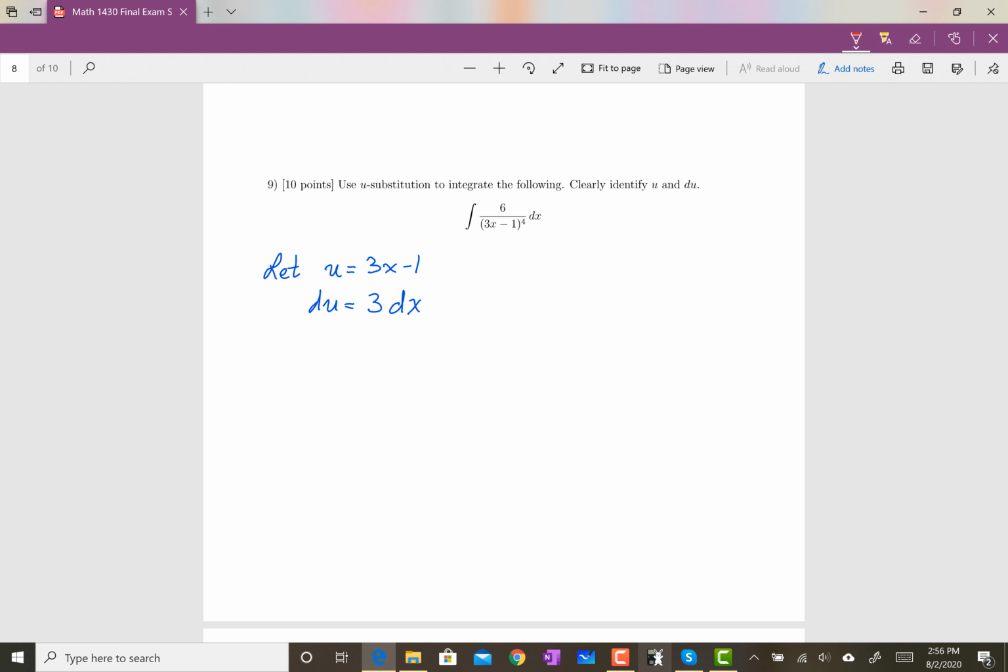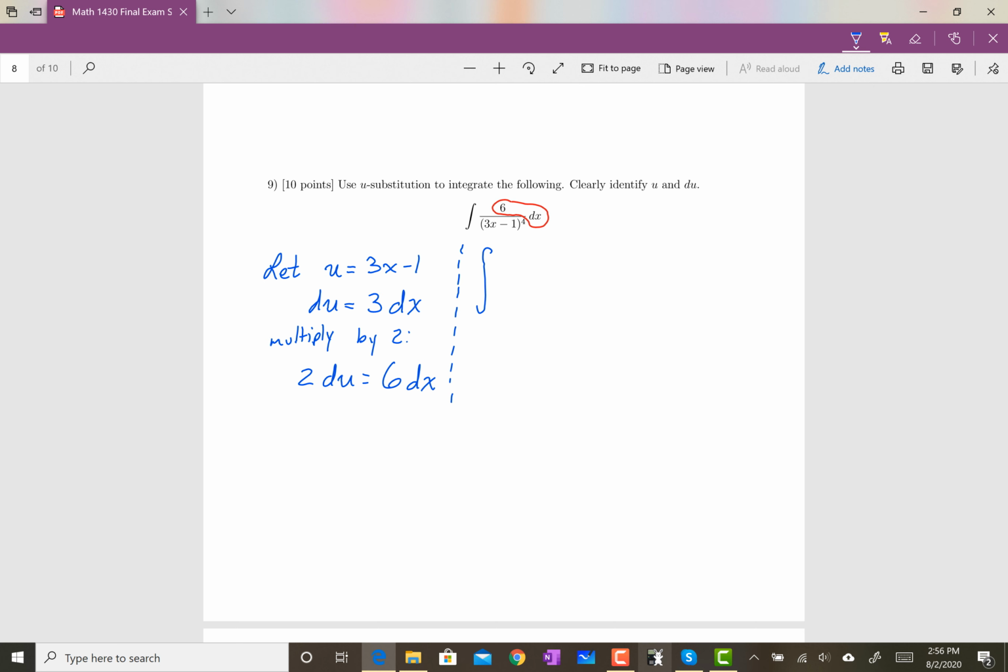Okay, now notice we don't have 3 dx in our problem. We have 6 dx in our problem. So that means I need a 6 dx here. How can I get that? Simply multiply both sides by 2. That means 2 du is going to equal 6 dx. Okay, so we have our u substitution.